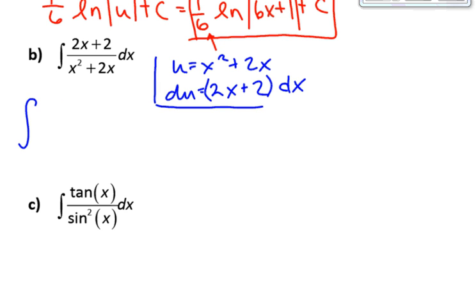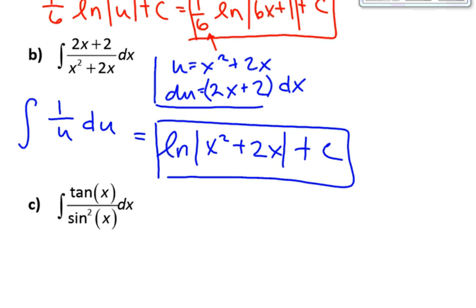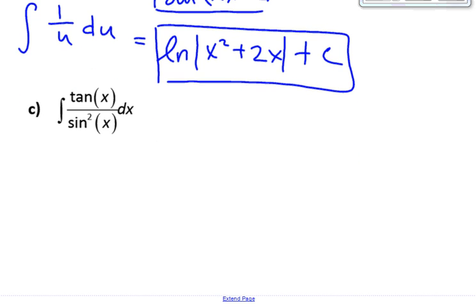So then we have 1 over u du, and that's the natural log of the absolute value of u, which is x squared plus 2x. And don't forget your c. Pretty easy. Let's look at one that's a little bit more challenging, a little bit more interesting.